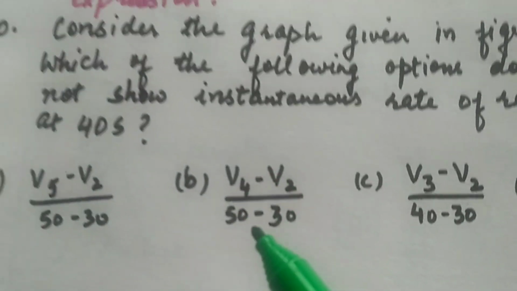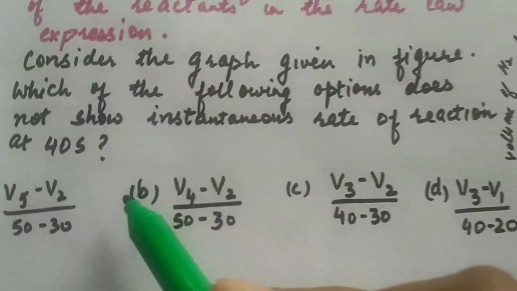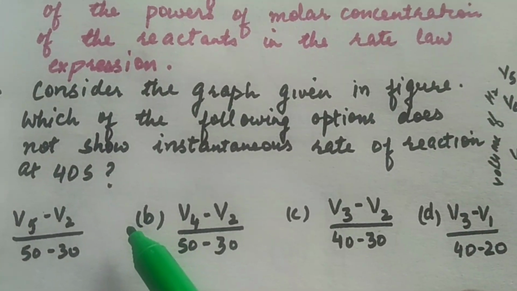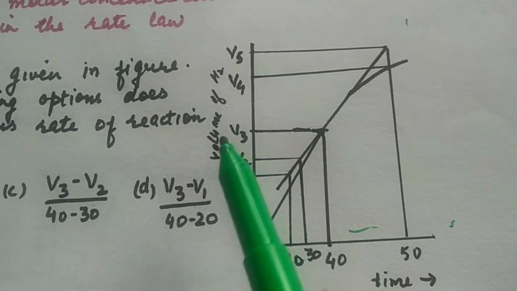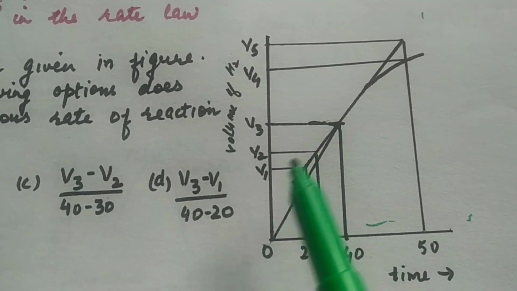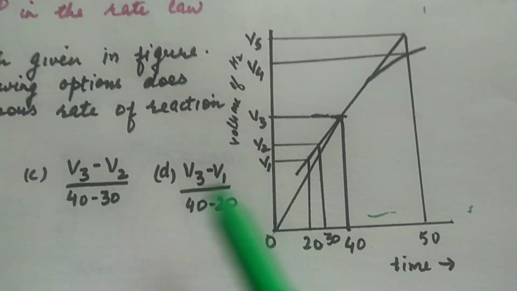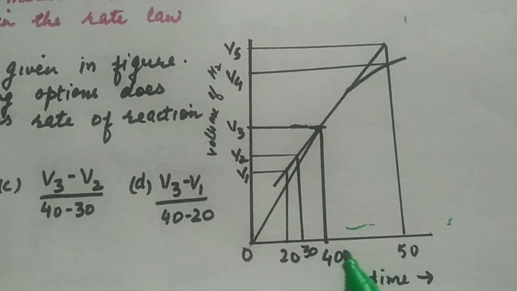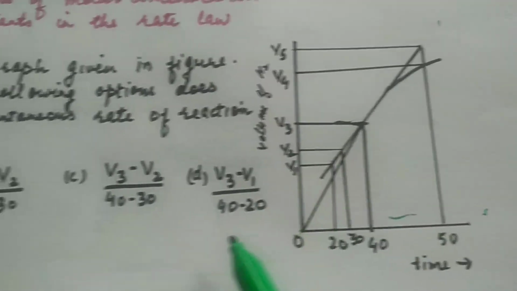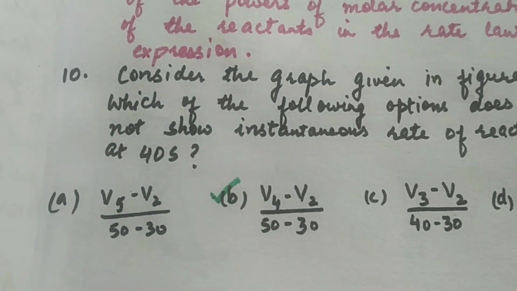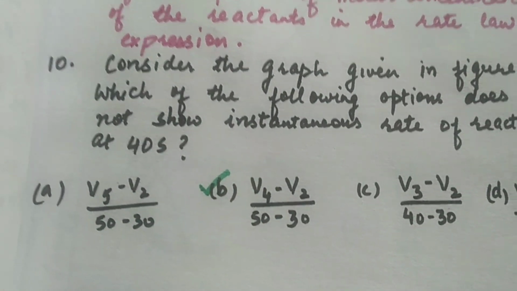It's V4 minus V2. This is the incorrect option, so it does not show the instantaneous rate. This one, at 40 we have V3, at 30 V2. So this is correct. Then at 40 V3 and at 20 V1. This is also correct. This one does not show the instantaneous rate of reaction at 40 seconds.